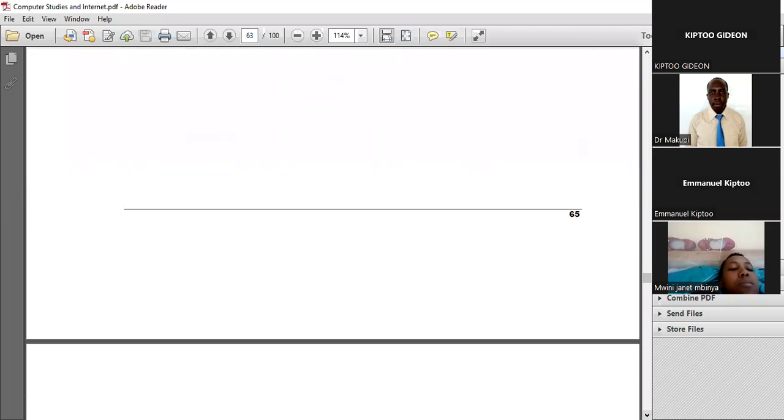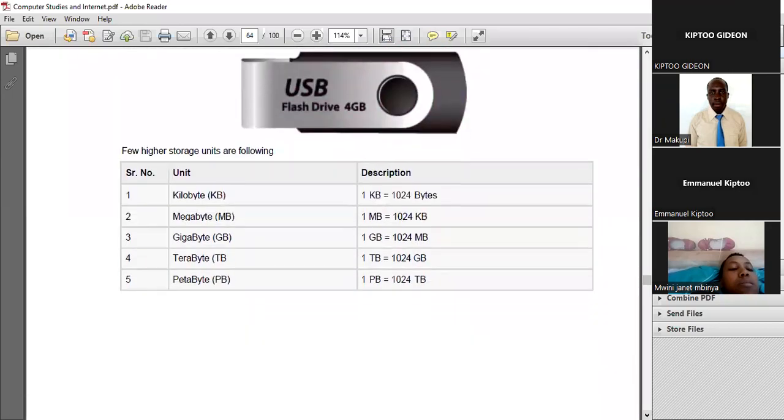So that is important. Now let's talk about the higher storage units. These are the higher storage representations, just like the normal measurements that we have in primary school. 1 kilometer is equal to how many meters, like that. Again, the same aspect about storage is that 1 KB is a combination of 1024 bytes. 1024 bytes, 1 KB. And you know what we mean by bytes.